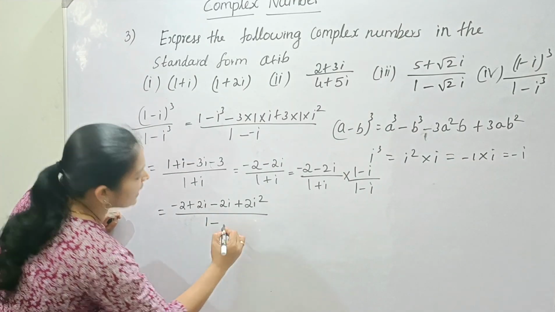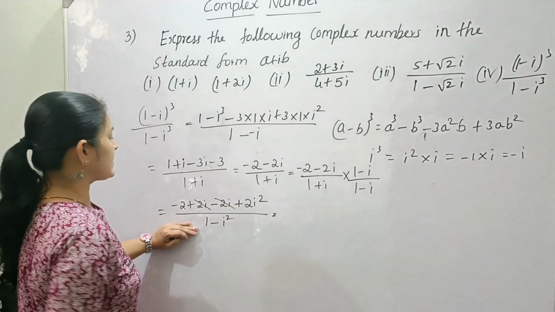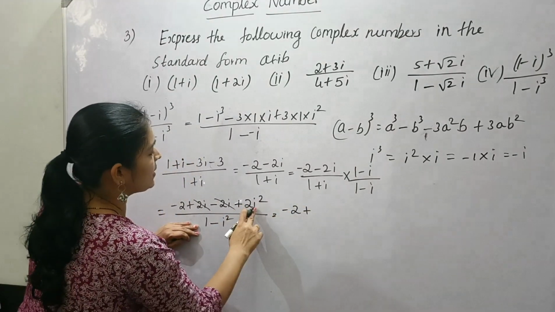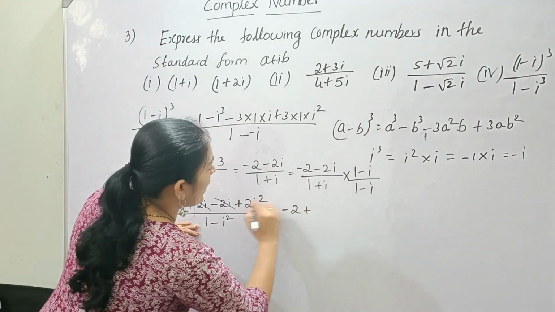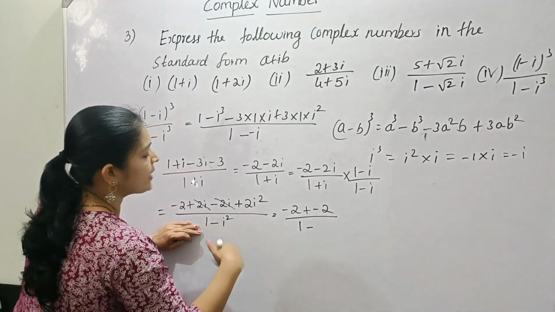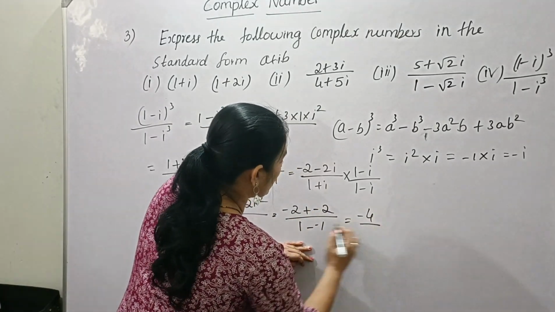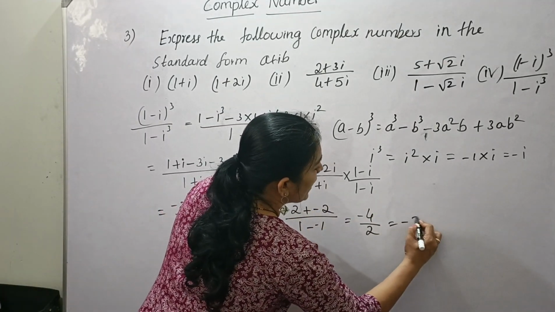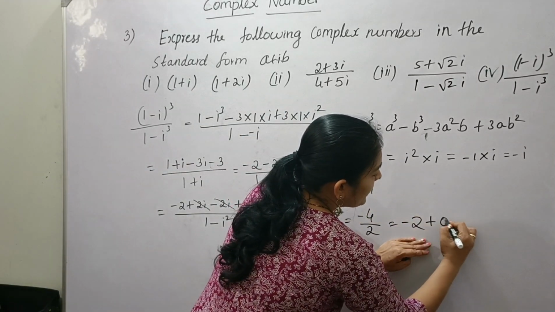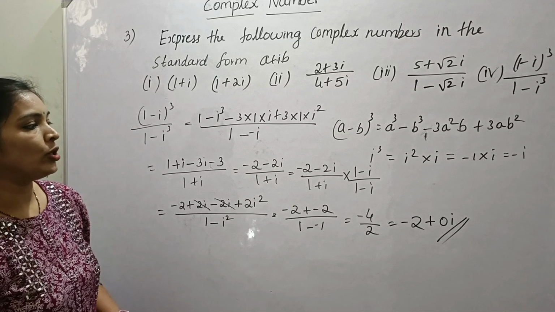that is equal to, here see, plus 2i minus 2i cancelled, here minus 2 plus, here i square is minus 1, so minus 1 into 2, that is minus 2, divided by 1 minus i square, which is minus 1, that is equal to minus 2 minus 4 divided by 2, that is minus 2. So here we can write minus 2 as minus 2 plus 0i. So here a is equal to minus 2 and b is equal to 0.